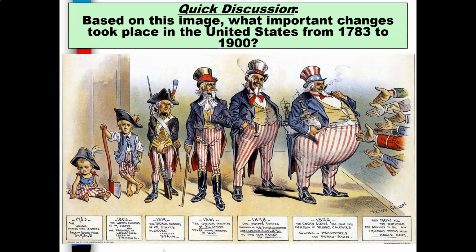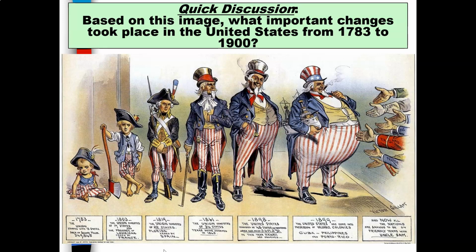Quick discussion question. Based on this image, what important changes took place in the United States from 1783 all the way to the year 1900? If you need to pause this video, please do so that you can read what happened to the United States throughout the different years. For example, 1783, you have the United States basically as a baby. By the time you get to 1899, you see how the United States has completely changed. And now it's basically a superpower.